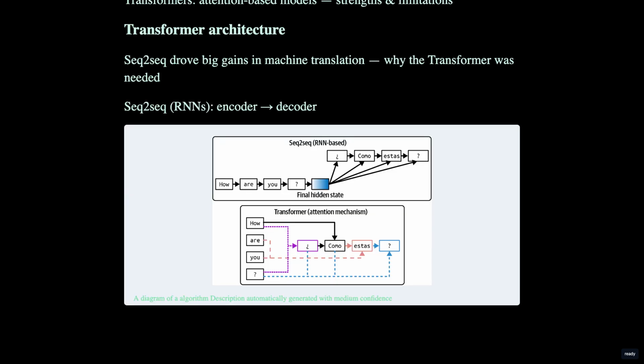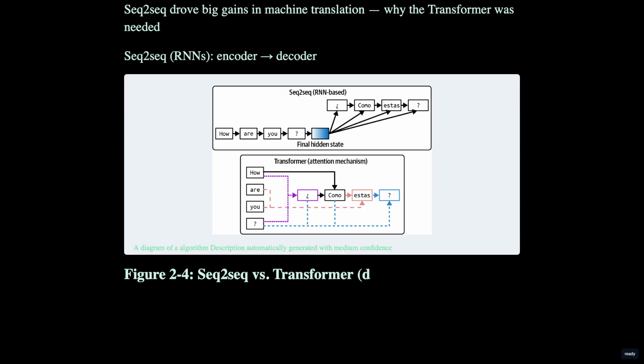This diagram maps an algorithm's main components and the flow between them. Look for labeled stages, arrows showing data movement, and where inputs and outputs appear. The note, medium confidence, means the image was auto-generated, so double-check specifics against the original algorithm description.